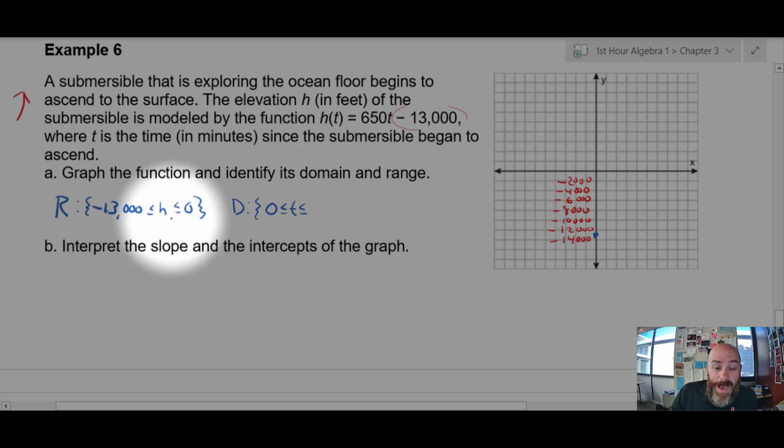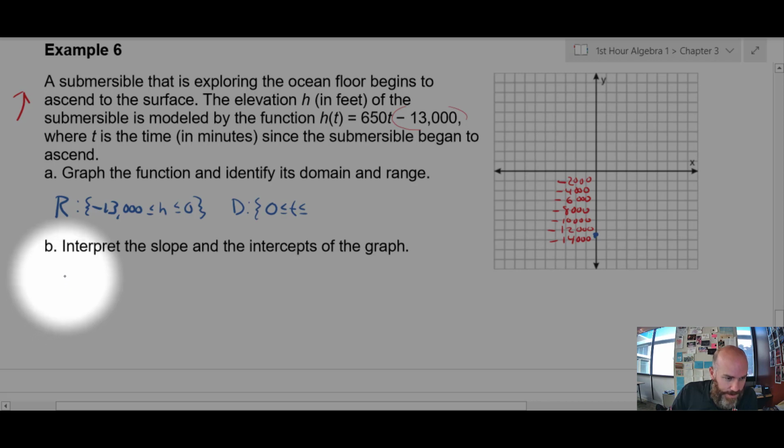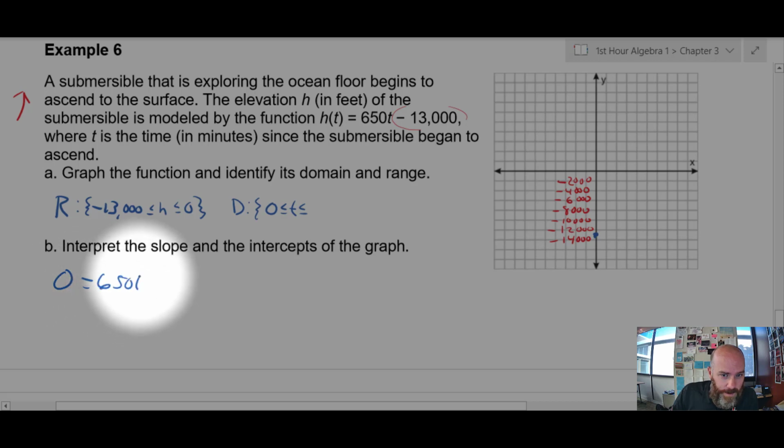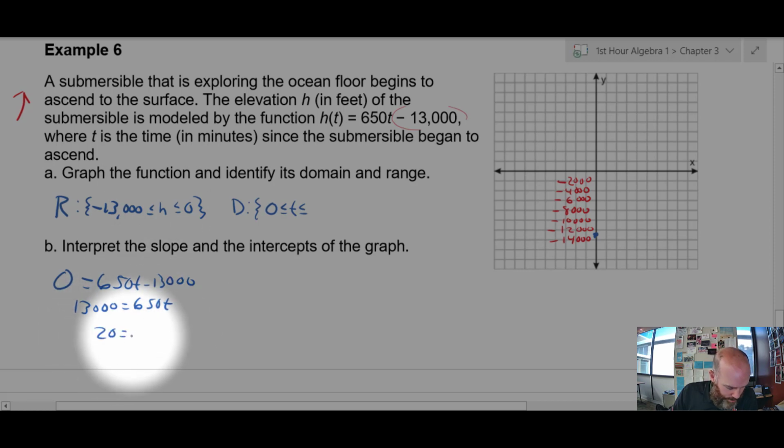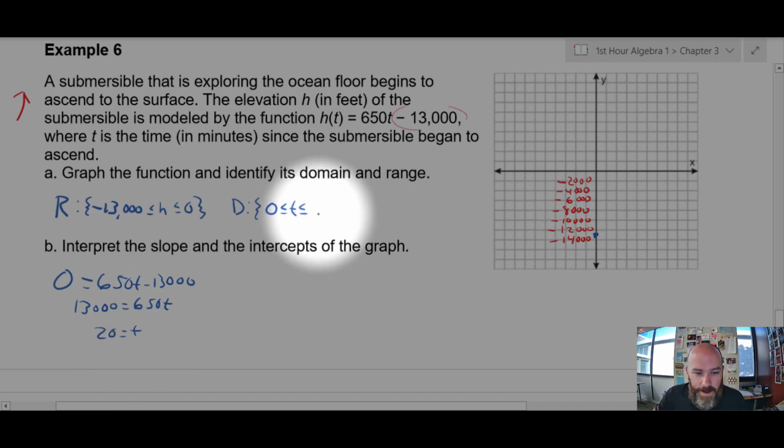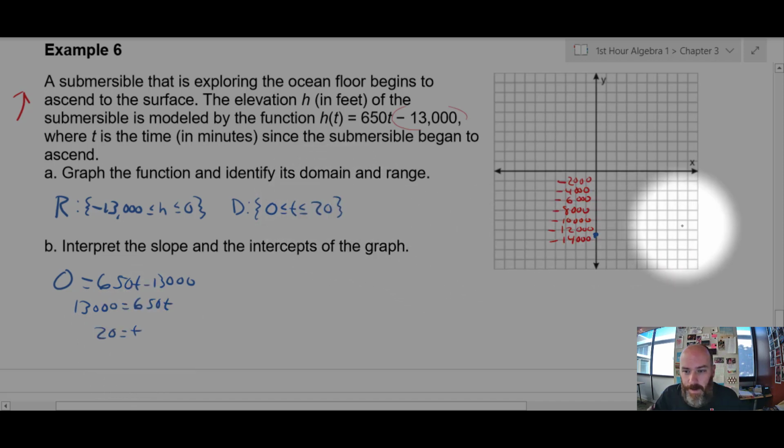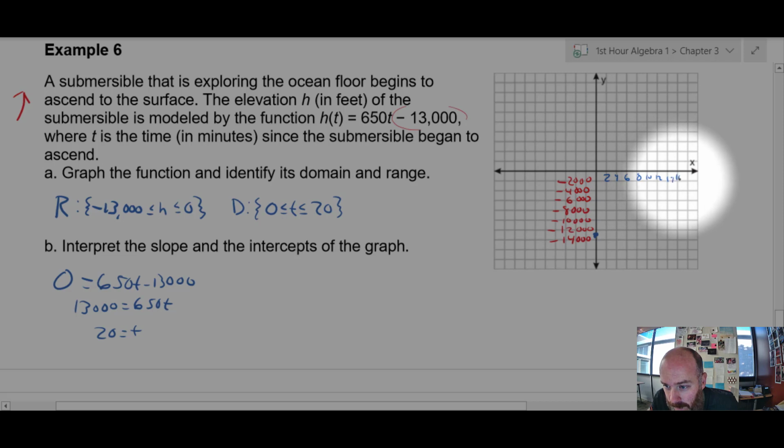So to figure that out, I want to know when is the height 0. So I'm going to quickly go over here and say 0 equals 650t minus 13,000. So I'm going to get 13,000 equals 650t. When I solve, I get 20 equals t. So I know it's going to take up to 20 minutes. So I'm going to count by 2s, 2, 4, 6, 8, 10, 12, 14, 16, 18, 20. At 20 minutes, I am at sea level.